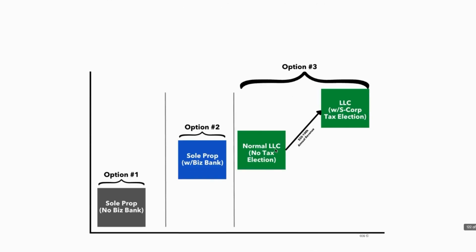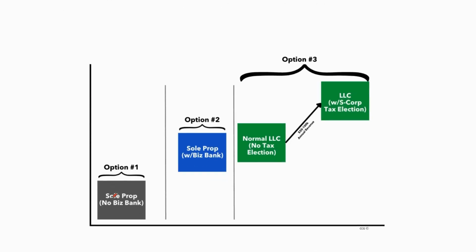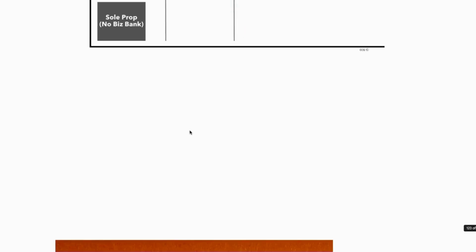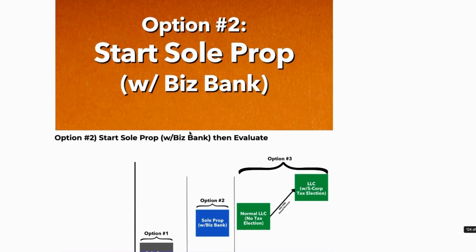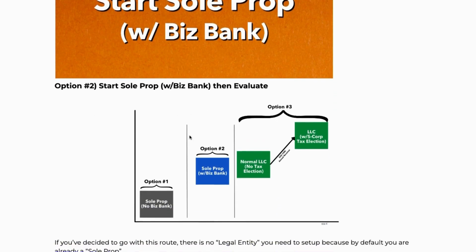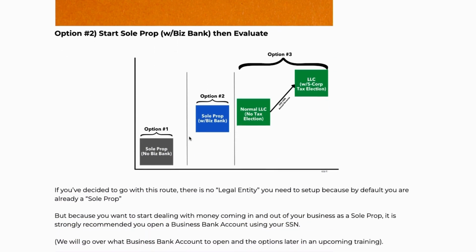All right, so just to recap, we've now talked about option number 1. We're now going to move on to the step-by-step instructions for option number 2. Okay, so if you've decided that you are going to go with option number 2, which is the sole prop with a business bank account.